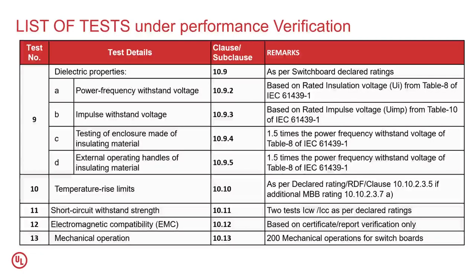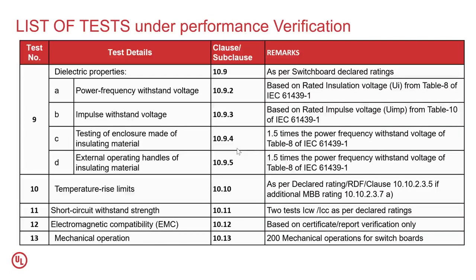Okay. So the list of performance tests we are discussing today: dielectric properties. In that, dielectric means there are two tests which are very, very important. One is HV test, high voltage test. Second one is impulse voltage test, followed by temperature rise limits, followed by short circuit withstand strength test, followed by electromagnetic compatibility, and followed by mechanical operations. So these come under performance verification of the switchboard. Okay, we discuss one by one now.